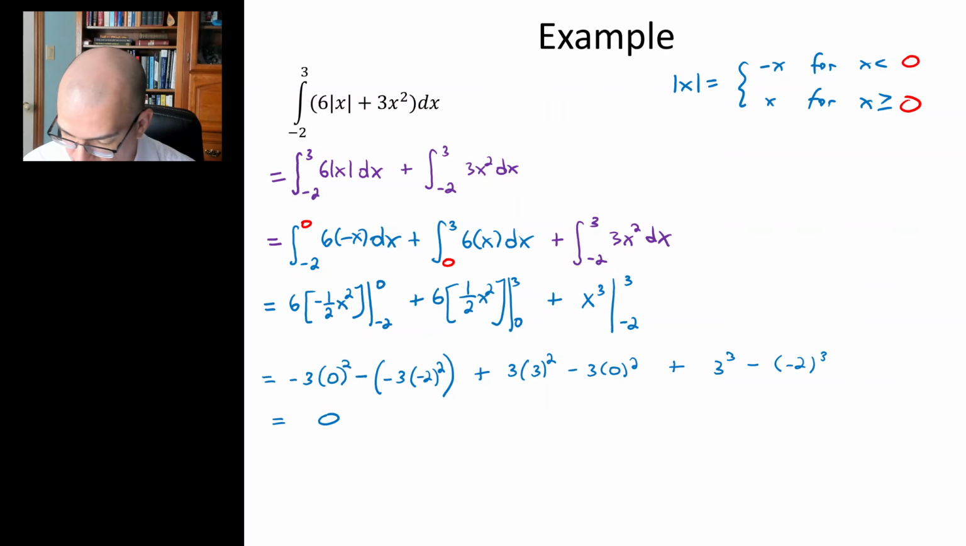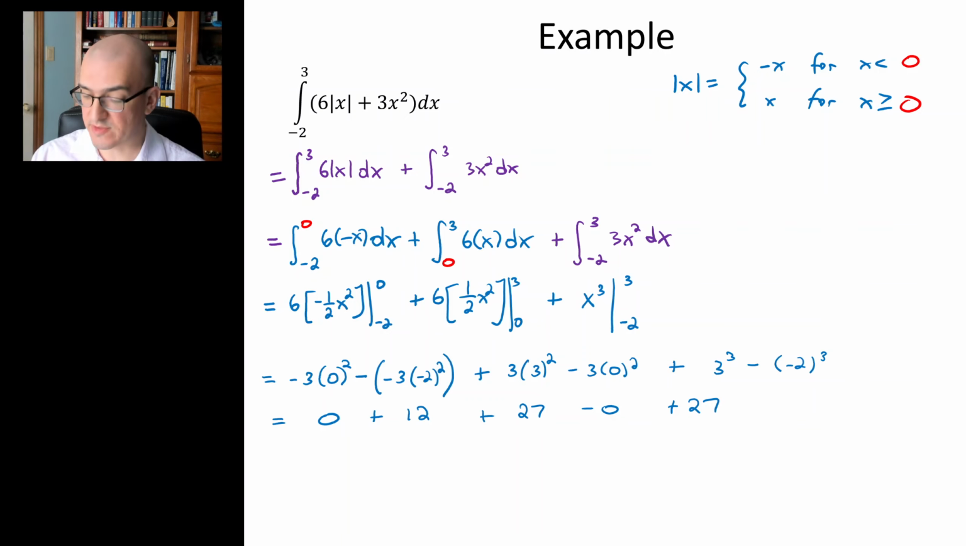So 0 plus 12 plus 27 minus 0 plus 27. And then -2 cubed gives us -8. We're subtracting it, so plus 8. I'm going to add the 8 and the 12 together. 20 plus 27 plus 27 is 54. So we get 74 as our answer.